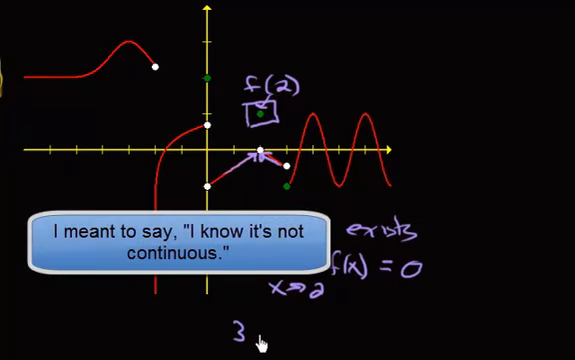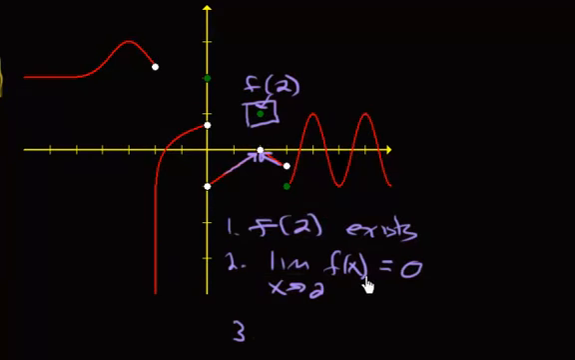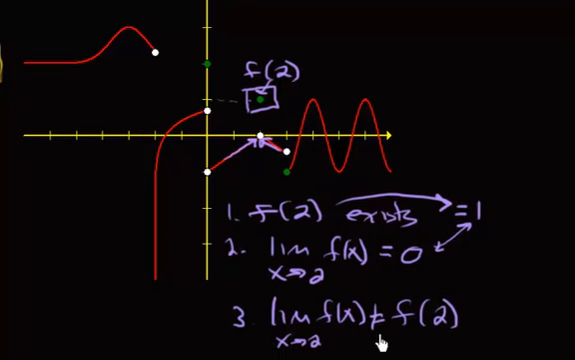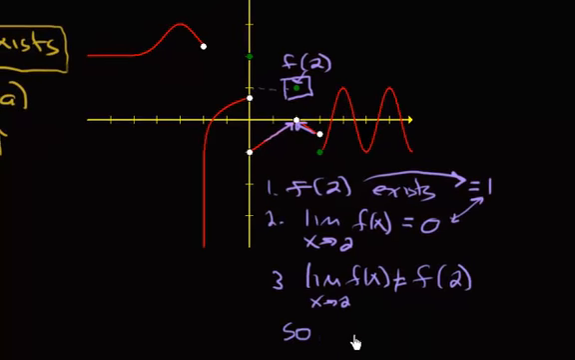Okay, but we know it's not continuous because you can see that there clearly is a break, and it's because it does not satisfy condition 3. All right, f of 2 equals, I want to say about 1, and the limit equals 0, and because these are not the same, it's discontinuous. And so you'd write something like this, and then say, so it is discontinuous.